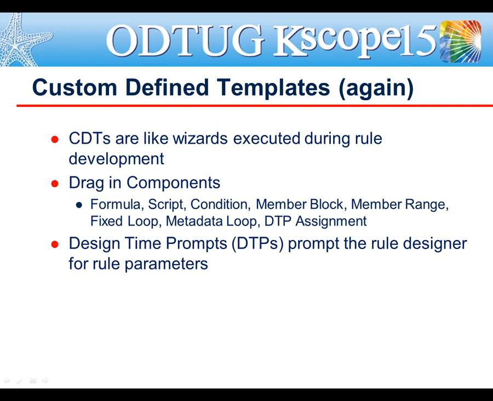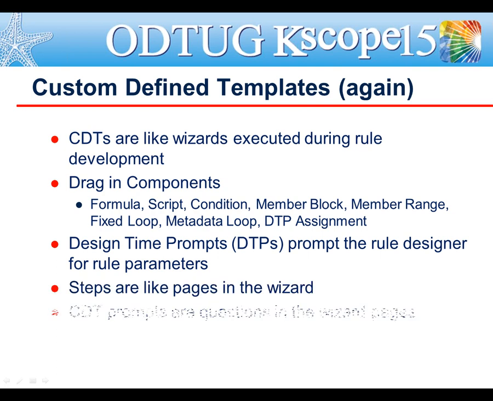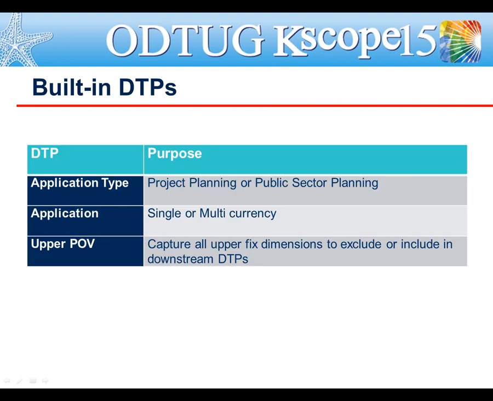The design time prompts prompt the designer of the rule for certain parameters. Steps are like pages in the wizard. CDT prompts are the questions that go into those pages. There are 3 built-in design time prompts: application type, application, and upper POV. The real useful one here is upper POV, but application type allows you to identify outlines that are project planning or public sector planning type outlines. The application allows you to identify a single or a multi-currency application.